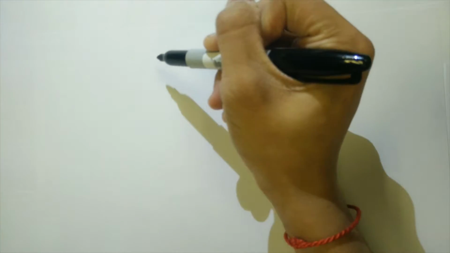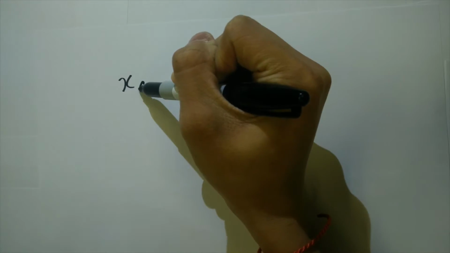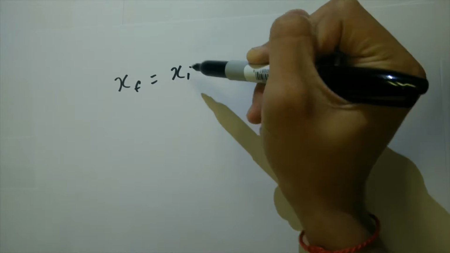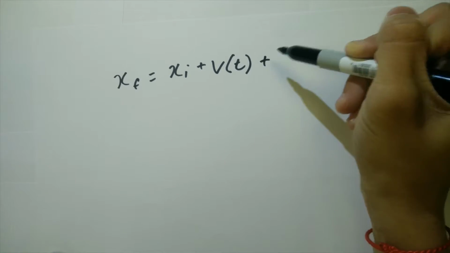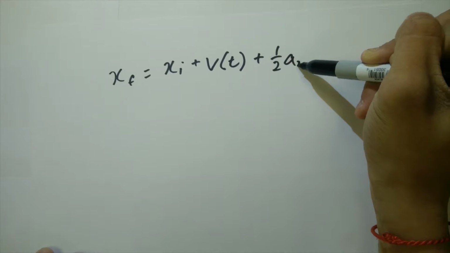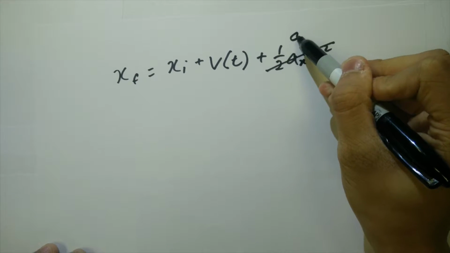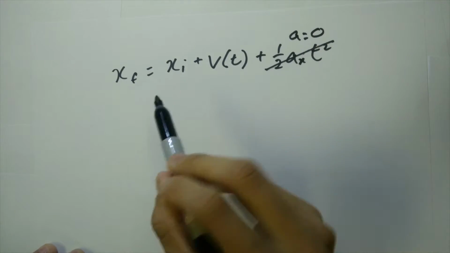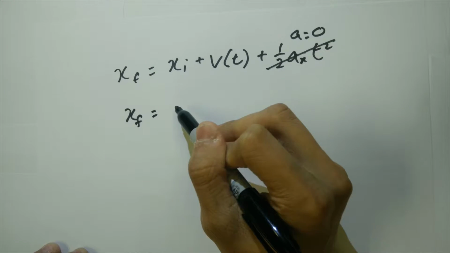So since we have found time, now we are looking for x, distance. So x is equal to x initial plus velocity times time plus 1 over 2 ax t square. However, there is no acceleration, so a is equal to 0. So what's left is this.